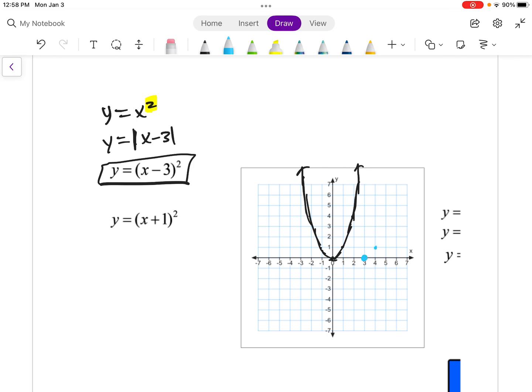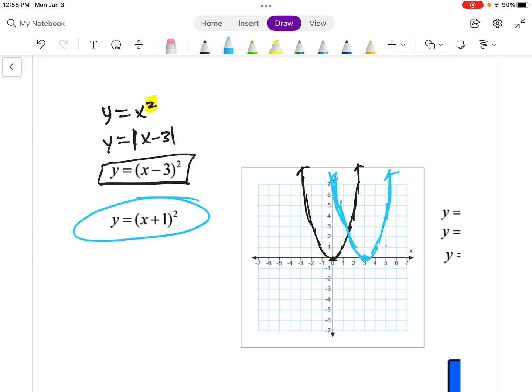So from there I go over 1, up 1, 1 squared is 1, over 2, 2 squared is 4, so up 4. Okay. And there's my new graph. Everything's exactly the same. Nothing's changed except for it's shifted to the right 3. So what do you think is going to happen with that one?